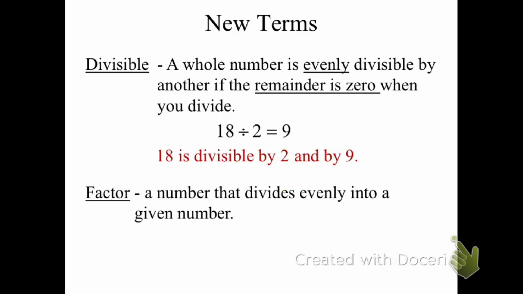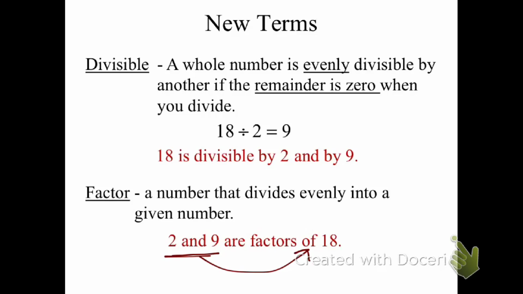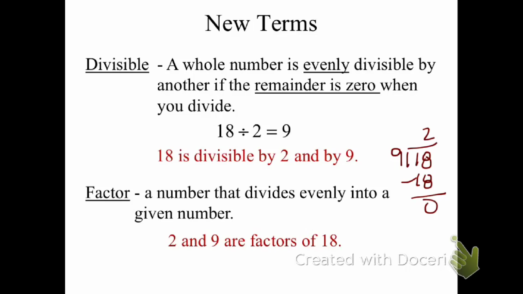Our other new term is factor. A factor is whatever number you find that can divide evenly into your given number. So go ahead and write this into your notes. So your example is 2 and 9. 2 and 9 are factors of 18. How do I know they're factors of 18? Because I just divided into them. 2 divided into 18 will give me 9. Minus 18, I get 0. I divided evenly into my given number. Same with 9. 9 divided into 18 gives me 2. Subtract 18, I get 0. I'm dividing evenly. That is a factor.